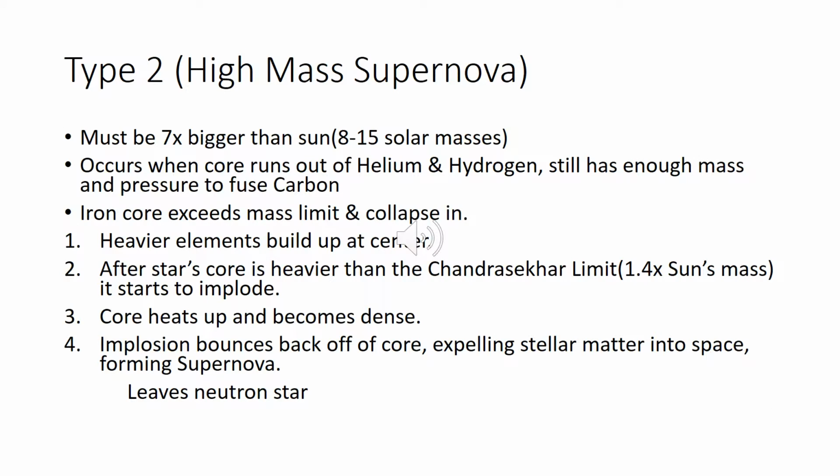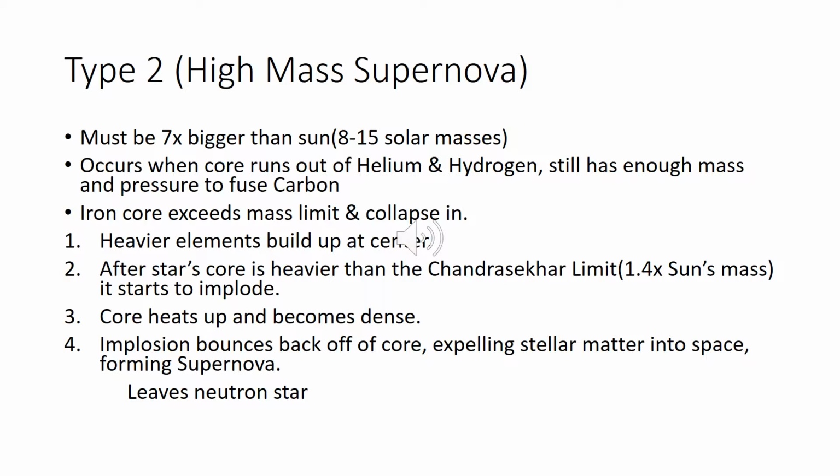Moving into the second type of supernova, type 2. Type 2s must be 7 times bigger than the Sun, about 8 to 15 solar masses. Type 2s occur when the core runs out of helium and hydrogen, but still has enough mass and pressure to fuse carbon. The process of type 2s follows as first, heavier elements build up at the center of the core.